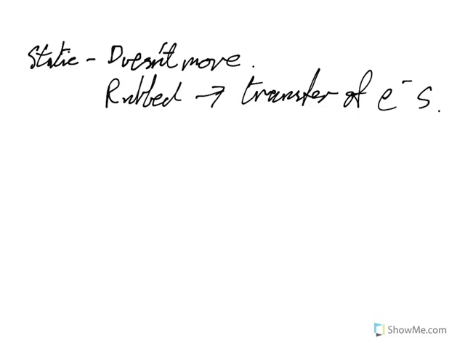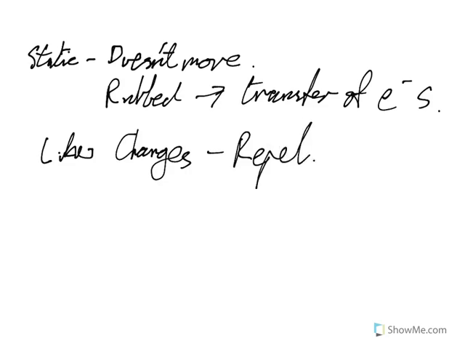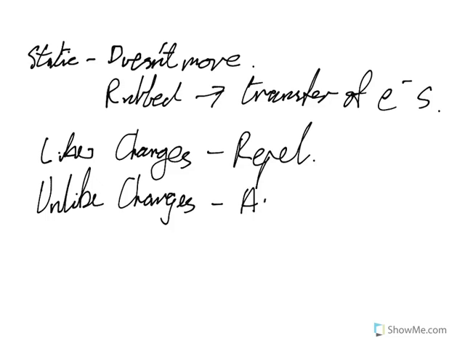The next dot point's there, like charges repel, and unlike charges will attract. Alright, similar to magnets, like poles repel, unlike poles attract, so similar there.